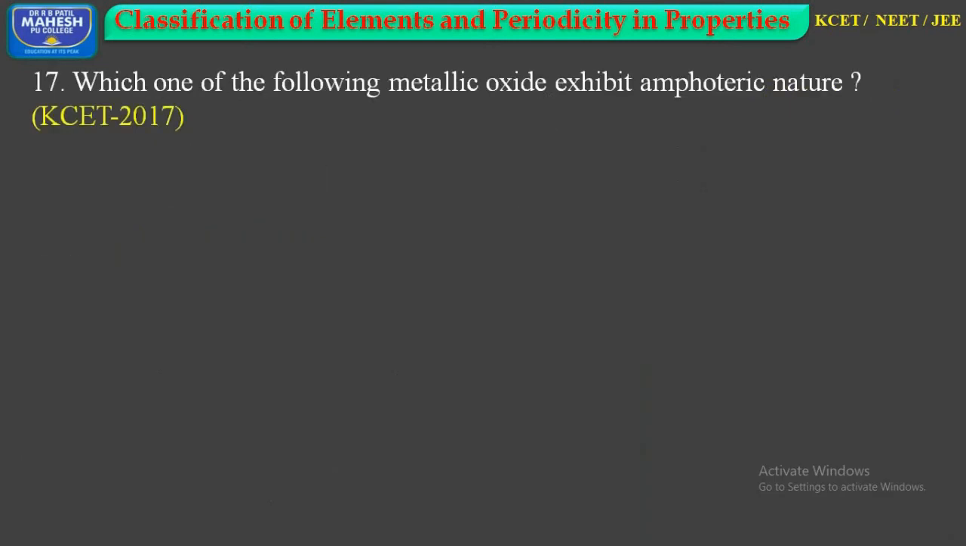Moving to the next question. Which of the following metallic oxides exhibit amphoteric nature? Let us see the options. Option A, calcium oxide, which is also called quicklime. Option B, sodium oxide. Option C, barium oxide. And option D is aluminium oxide.